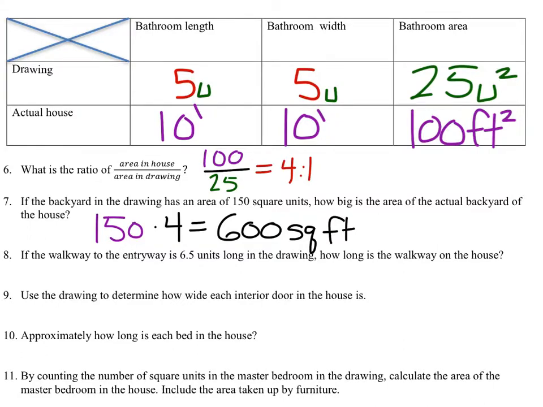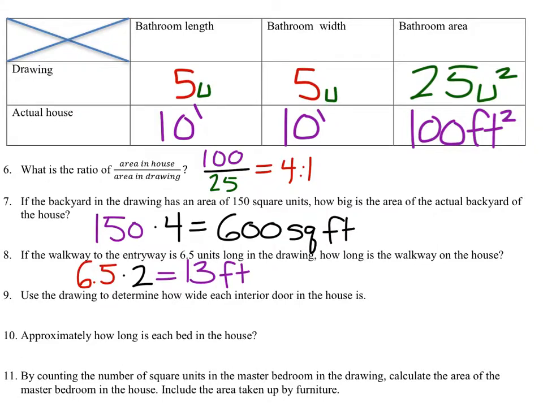All right, if the walkway to the entryway is 6.5 units long in the drawing, how long is the walkway on the house? So we know every one of those units is 2 foot. So we take our 6.5 and multiply it by 2 foot each. And yeah, very good. That'd be 13 foot. Now is this one squared? No, because this one is just length, which is one dimensional, so we got 1 foot.